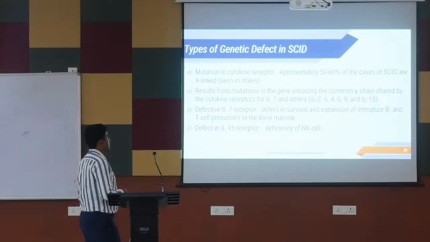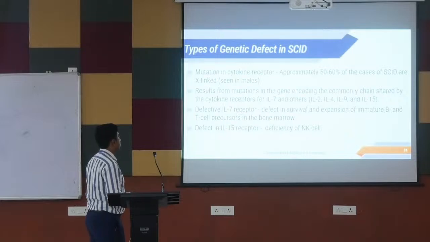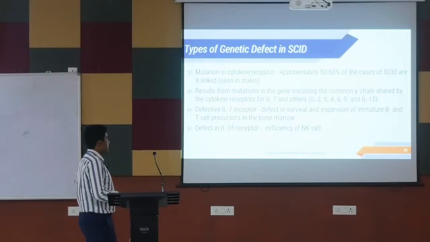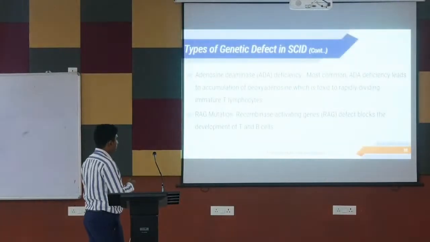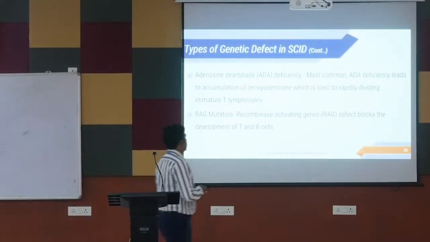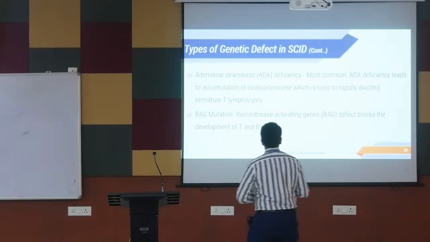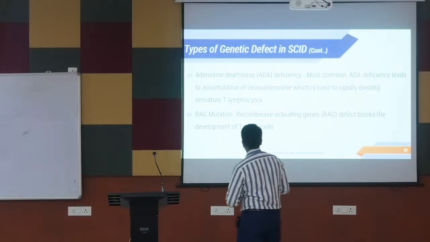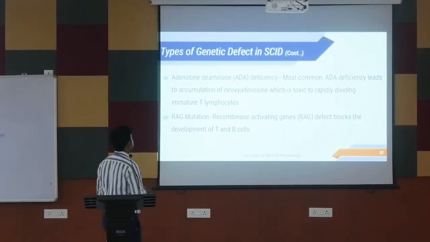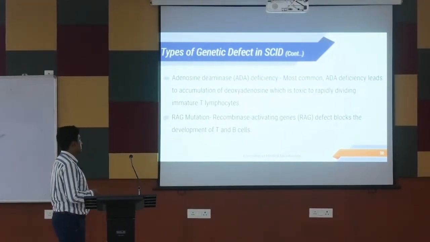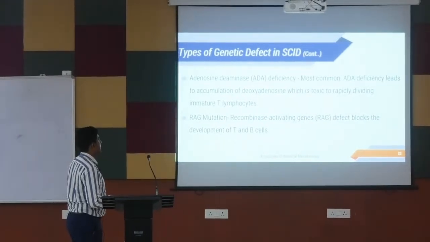Defective IL-7 receptor leads to defect in survival and expansion of immature B cell and T cell precursors in the bone marrow. And deficiency in interleukin 5 receptor কি হয়? Deficiency of the natural killer cells. তারপরে কি হয়? আরেকটা জিনিস হচ্ছে adenosine deaminase deficiency. This is very common. It leads to an accumulation of deoxyadenosine, which is toxic to rapidly dividing immature T lymphocytes. A recombination activating gene mutation. This defect blocks the development of both B and T cells.